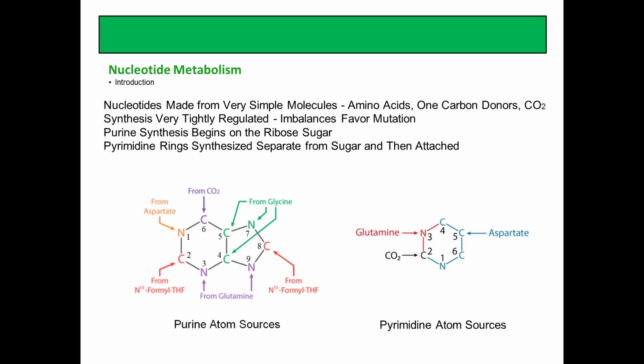Purines are made on the ribose itself. It's assembled stepwise on a substrate, on the ribose frame, whereas pyrimidines are assembled separately in solution and then attached to the sugar as a whole.